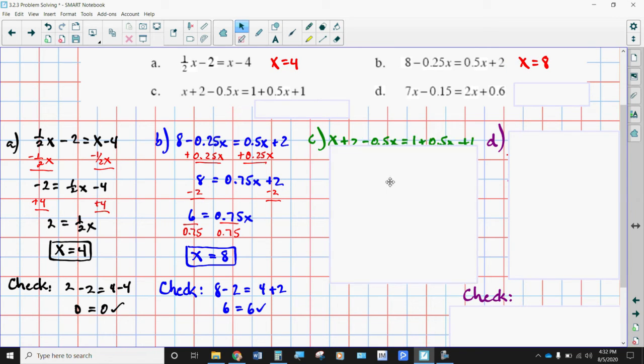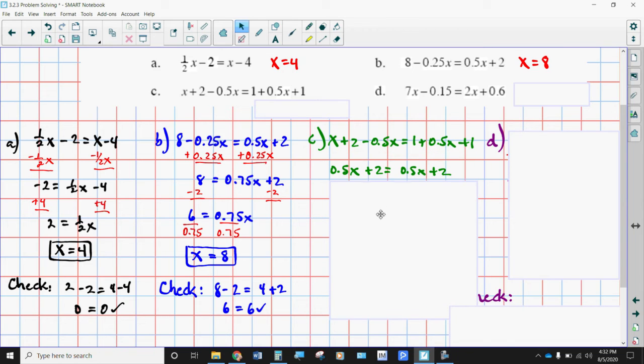For problem C, copying the problem down, looks like we're going to have to do some combining of like terms. So I'm going to add this negative, or actually it's a subtraction, right? The x minus the 0.5x. So that leaves you with half of an x here, right? Because you got a full one, take away half of one, and that 2 doesn't get combined with any 1, so it stays there.